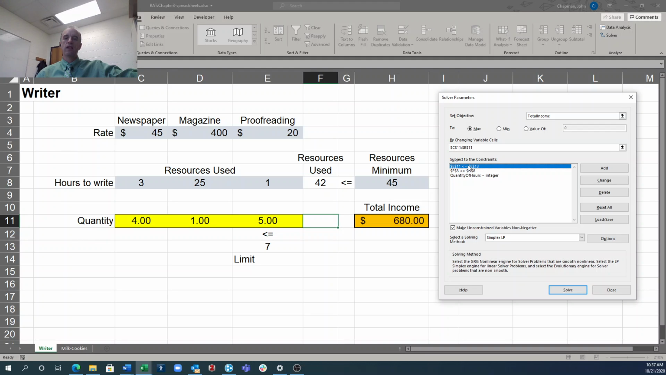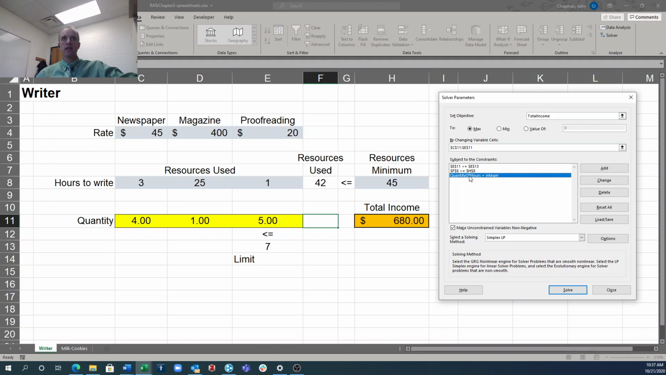E11 is less than or equal to E13, which is the proofreading limit. F8 is less than or equal to H8, which means the resources used are less than or equal to this maximum. In fact, this says minimum here in cell H7. I can change that in a second. It should be maximum. And the quantity of hours are integers.